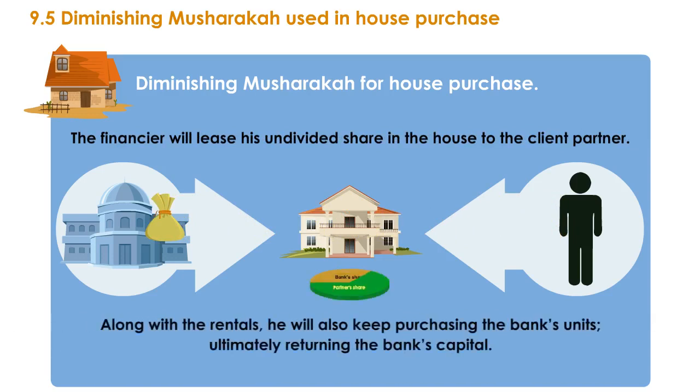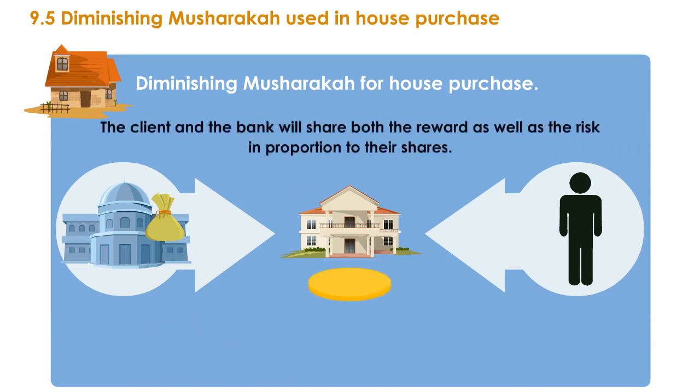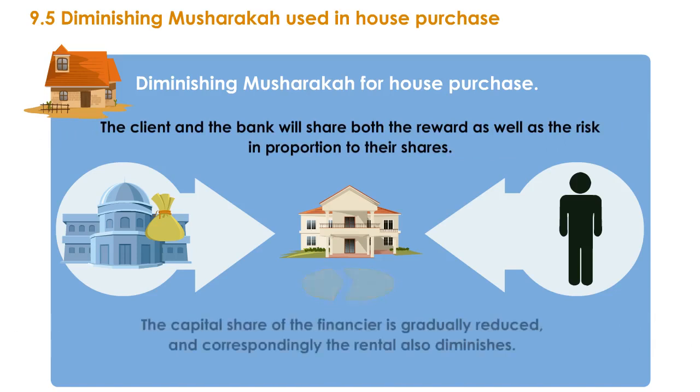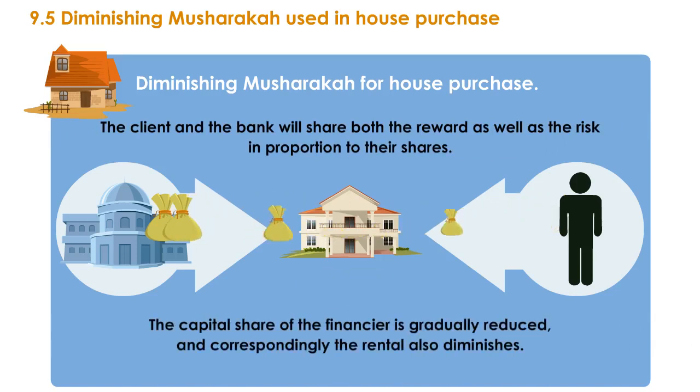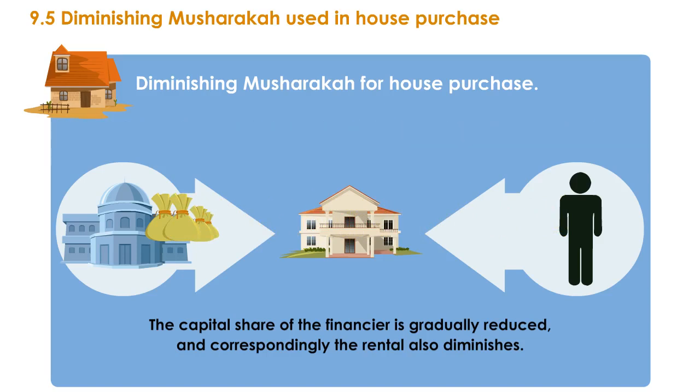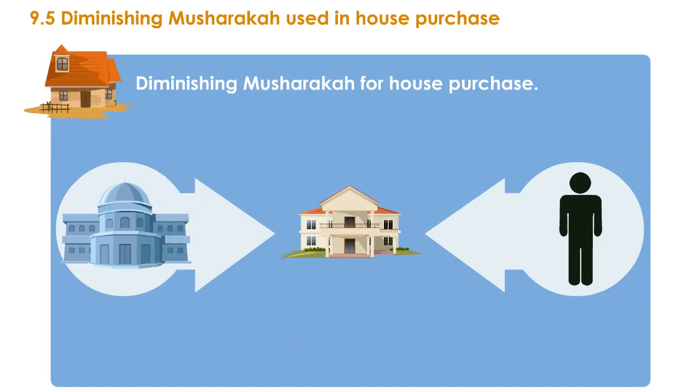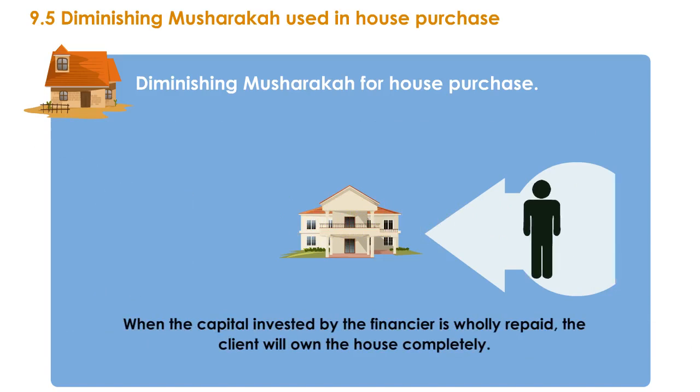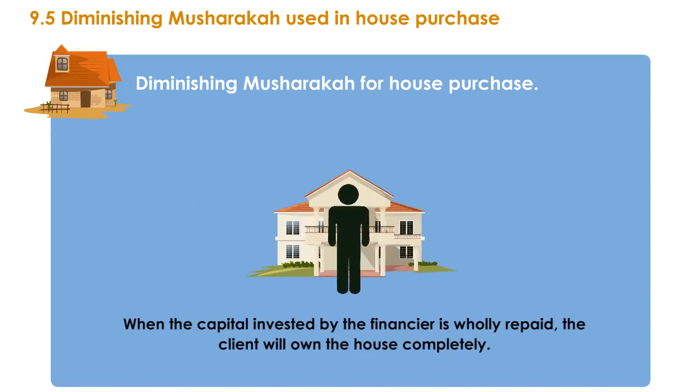Along with the rentals, he will also keep purchasing the bank's units, ultimately returning the bank's capital. The client and the bank will share both the reward as well as the risk in proportion to their shares. The capital share of the financier is gradually reduced and correspondingly the rental also diminishes. When the capital invested by the financier is wholly repaid, the client will own the house completely.